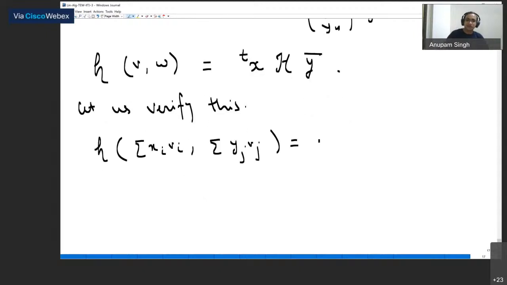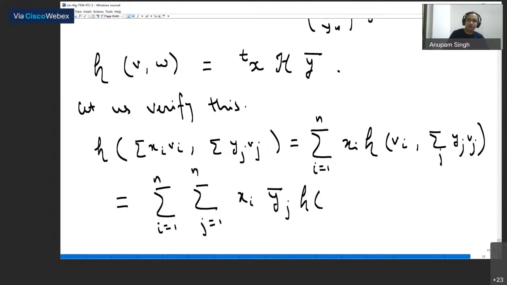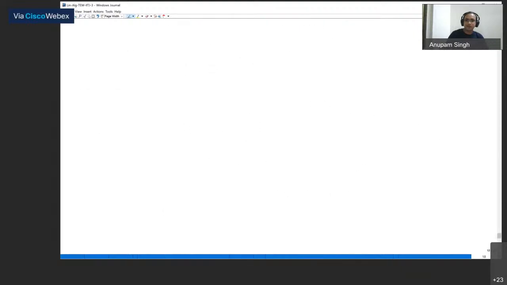Now this is linear in the first coordinate, so the xi will come out as it is: the sum over i equal to 1 to n of xi times H of vi comma the summation over j of yj vj. But in the second coordinate, yj bar will come out. So now I have a double sum, i and j from 1 to n, of xi yj bar H of vi vj. So you see that this is the matrix of H, and you can compute this to verify that you get this answer exactly. This is how we get the matrix of a Hermitian form.